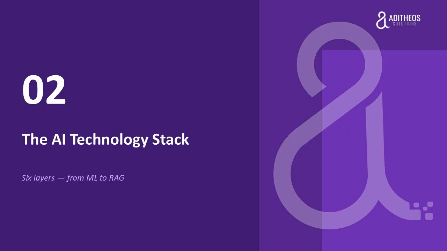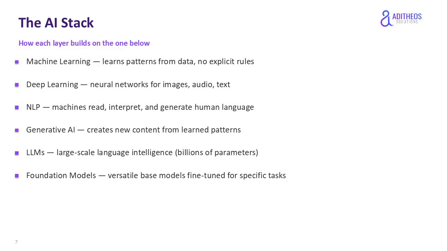Modern enterprise AI is not a single technology. It's a stack of interconnected disciplines, each one building on the one below. Let me walk you through the 6 layers. At the foundation is machine learning. ML gives systems the ability to learn from data and improve over time without being explicitly reprogrammed. SAP uses ML extensively for invoice matching, anomaly detection, customer sentiment analysis, and demand forecasting.